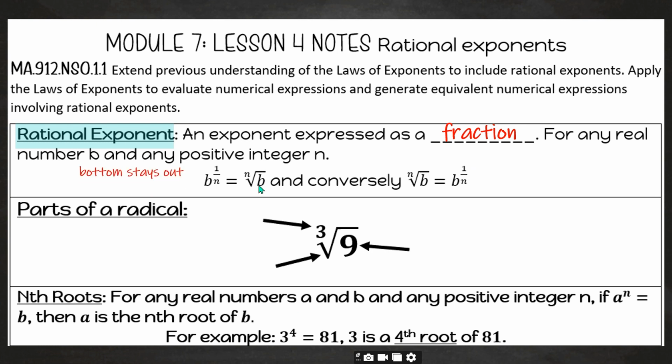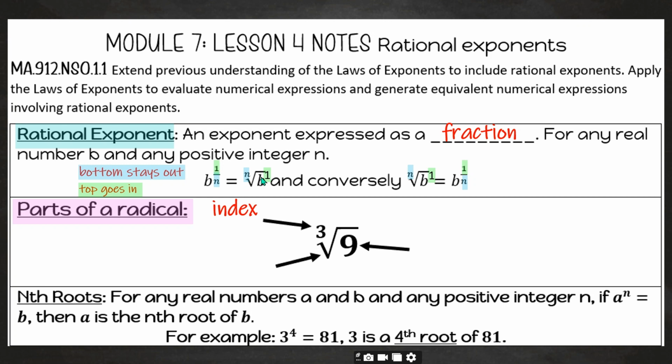A lot of times you'll hear me say in class that the bottom stays out and the top goes in. What that means is I'm referring to the fraction as the exponent. The bottom of our fraction becomes our index, the small number outside of our radical, and the numerator of our fraction becomes our exponent. Oftentimes it's written underneath the radical, but it doesn't have to be; the exponent can also be in the parentheses.